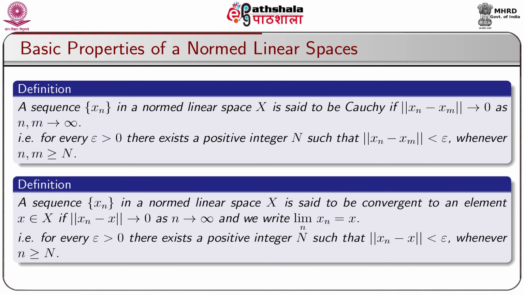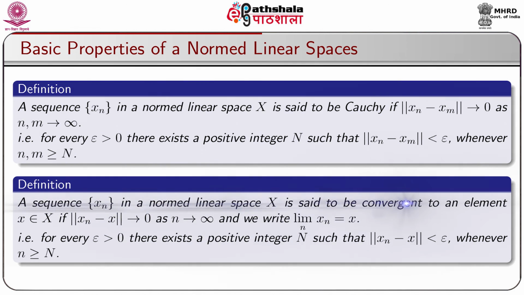A sequence xn in a normed linear space X is said to be Cauchy if norm of xn minus xm tends to 0 as n, m tends to infinity. That is, for every epsilon greater than 0, there exists a positive integer N such that norm of xn minus xm is less than epsilon whenever n, m are greater than or equal to N. Later we shall see that the real number space is a normed linear space.